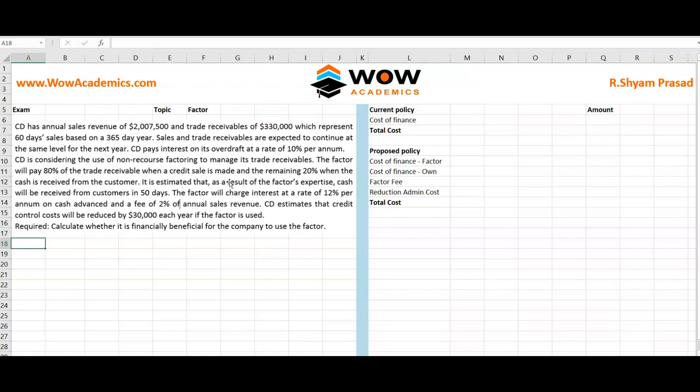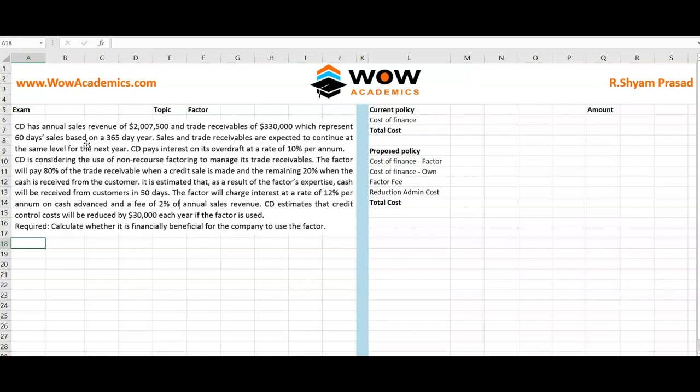It is estimated that as a result of the factor's expertise, cash will be received from the customer in 50 days. Whether it is 50 days, the factor will charge interest at a rate of 12% per annum on cash advance, and a fee of 2% of annual sales revenue. So that is the fee part. CD estimates that credit control costs will get reduced by 30,000. So that is a benefit for the company.